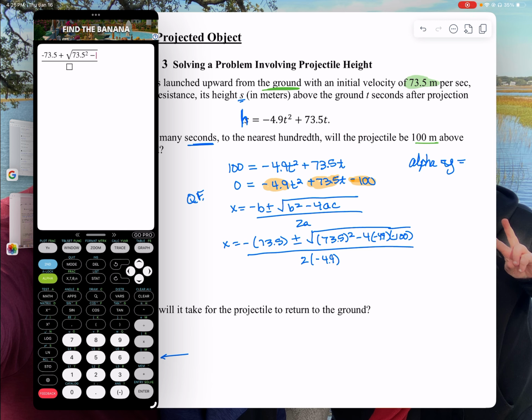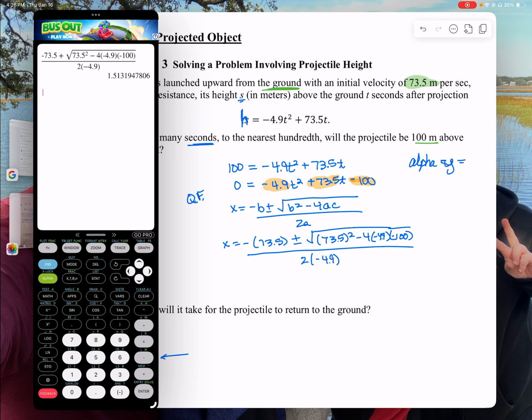Minus, this is an actual minus, 4 times negative 4.9, close my parentheses, open my parentheses again, and get negative 100. I'm going to close my parentheses, and I'm going to come down here to the bottom and do 2, and then times negative 4.9, and close my parentheses. Okay, I'm going to go ahead and hit enter.